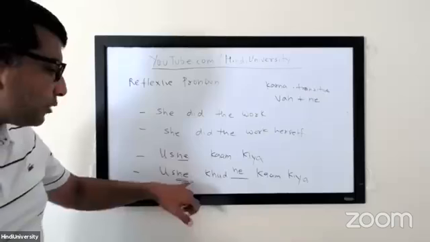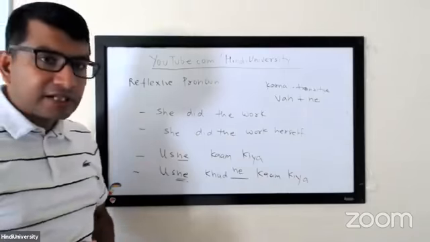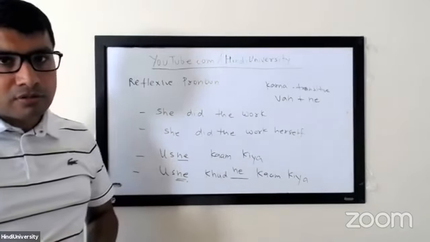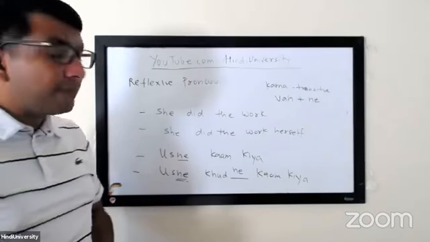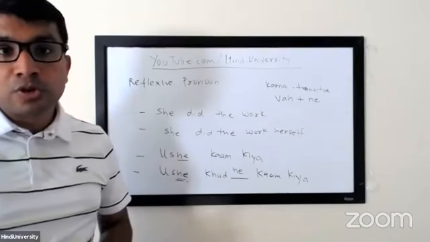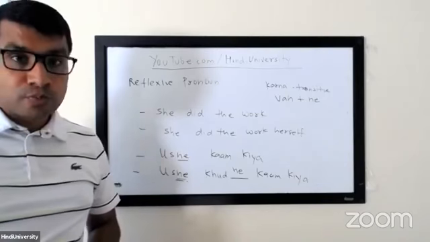And one for the other ones, apne aap. You can say उसने अपने आप काम किया. That's correct. You don't have to put anything after that. उसने अपने आप काम किया. उसने स्वयं काम किया. There is no need to put a postposition after that.